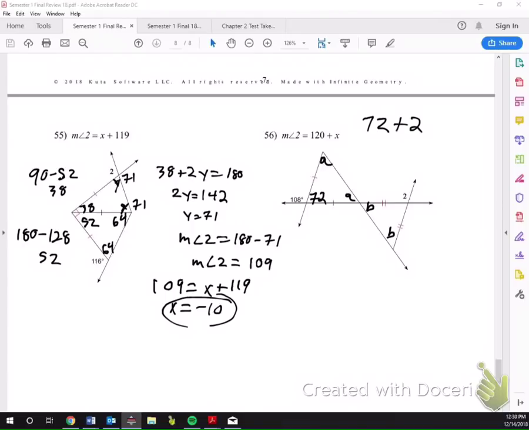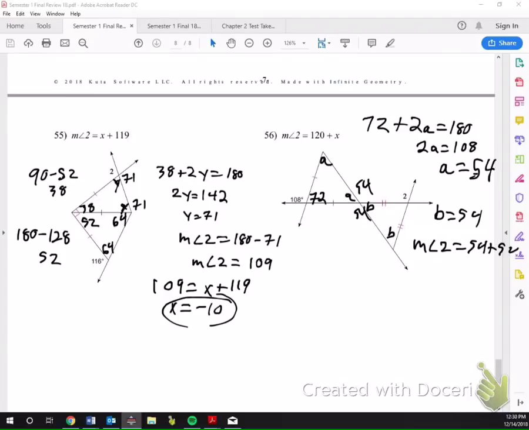So I know that 72 plus 2a equals 180. 2a equals 108, or a equals 54. So if a equals 54, I know that's 54 right there. B is a vertical angle, so b equals 54. I know that 2 times 54, the measure of angle 2.